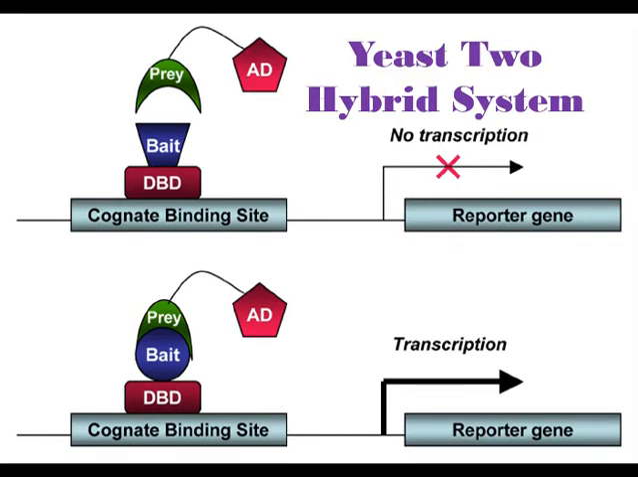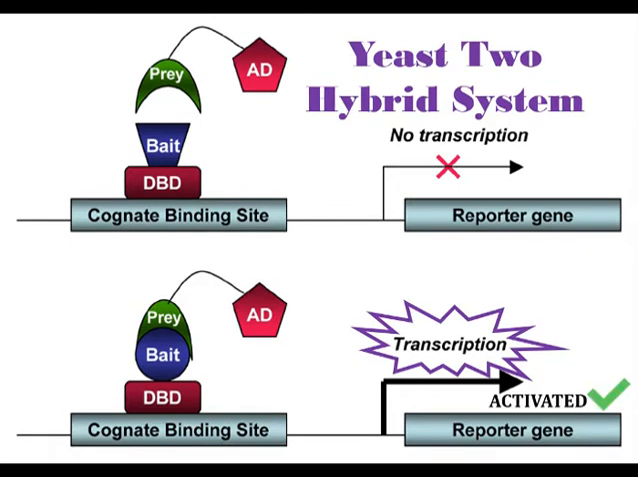A protein of interest, known as the bait protein, is fused to the DNA binding domain in a strain of yeast. The second protein of interest, known as the prey, is fused to the activation domain in a second strain of yeast. If the bait and prey proteins interact when the yeast is mated together, transcription and activation of specific reporter genes will occur. 3 of the 4 reporter genes make it possible for the yeast to grow on media that would otherwise not support growth.